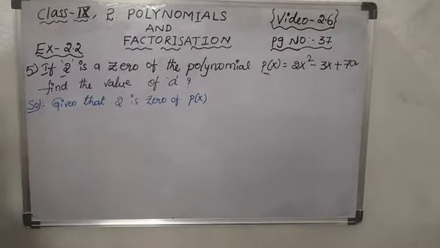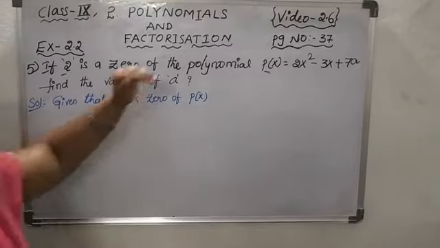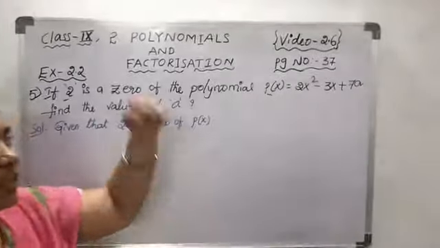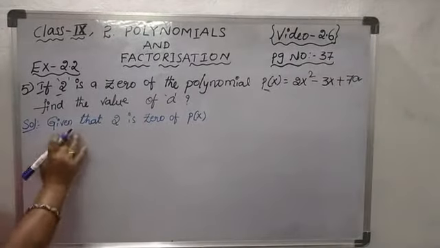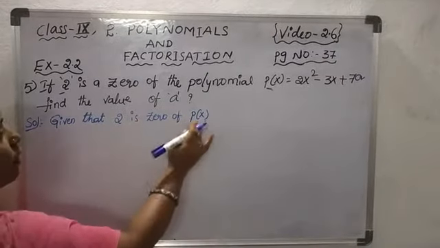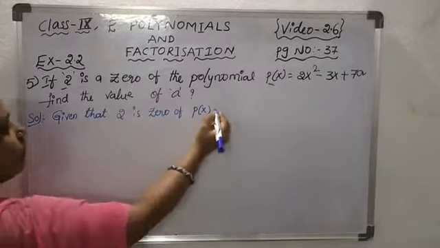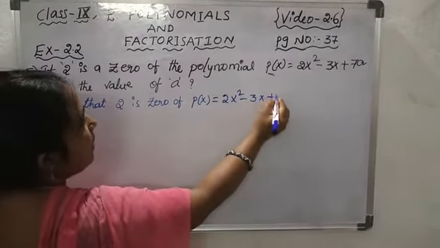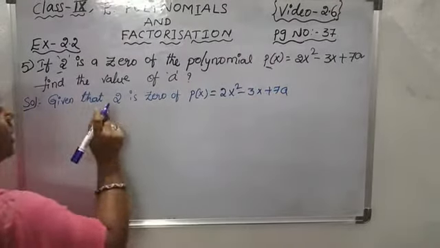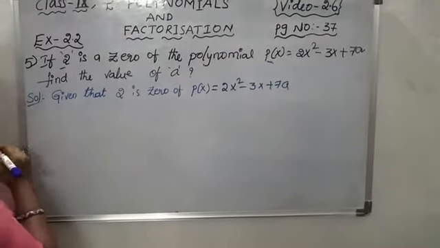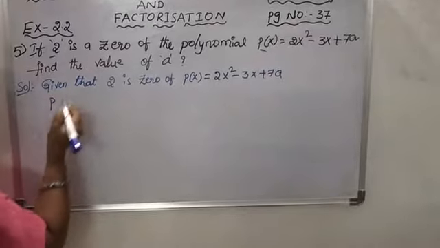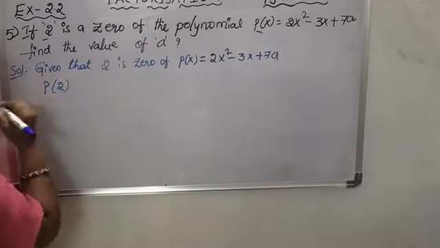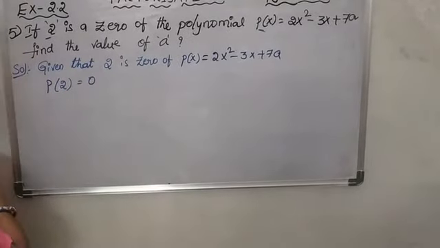For that we just have to substitute 2 in the place of x in the given polynomial and equate it to 0. Then we get the value of a. First of all, given that 2 is the 0 of the polynomial p of x. What is p of x? 2x square minus 3x plus 7a. By the definition of the 0 of the polynomial, p of x is equal to 0. In the place of x we replace by 2. P of 2 is equal to 0.